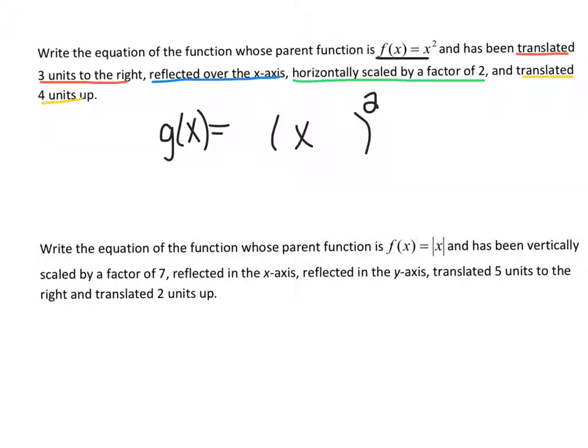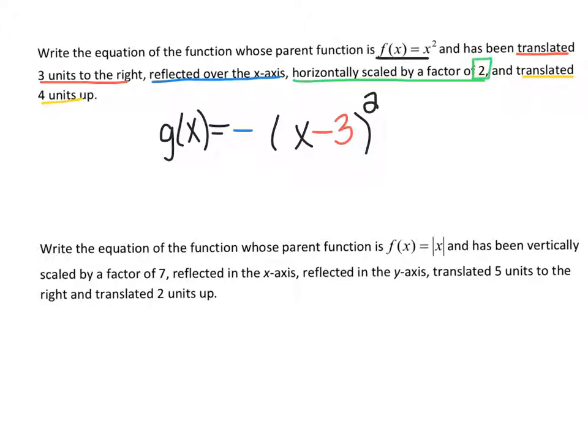So first, I'm going to take care of the translation 3 units to the right. That means I have a -3 in here. Remember, when you take away a number from the x inside the parentheses, that means you shift right. The reflection over the x-axis is going to come by negating the entire function. So that means I have a negative sign out here. Horizontal scaling, if you remember, is the one that's a little bit weird.